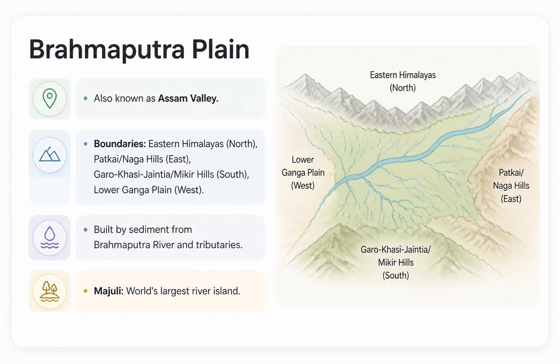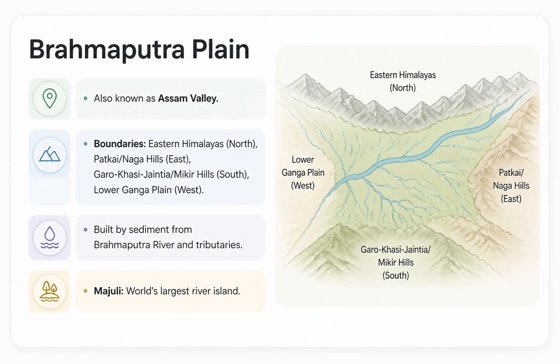Further east is the Brahmaputra Plain, often called the Assam Valley since most of it lies within Assam. It is tightly bounded by the eastern Himalayas to the north, the Patkai and Naga Hills to the east, and the Garo, Khasi, Jaintia Hills to the south. This plain is entirely built up by the massive sediment load of the Brahmaputra River.